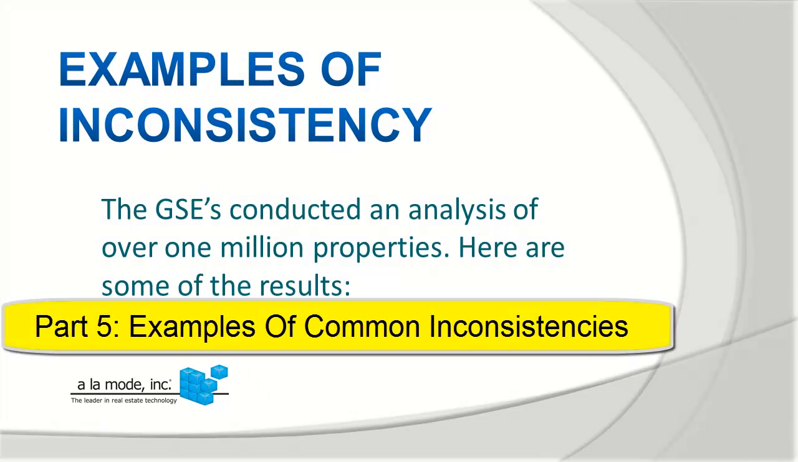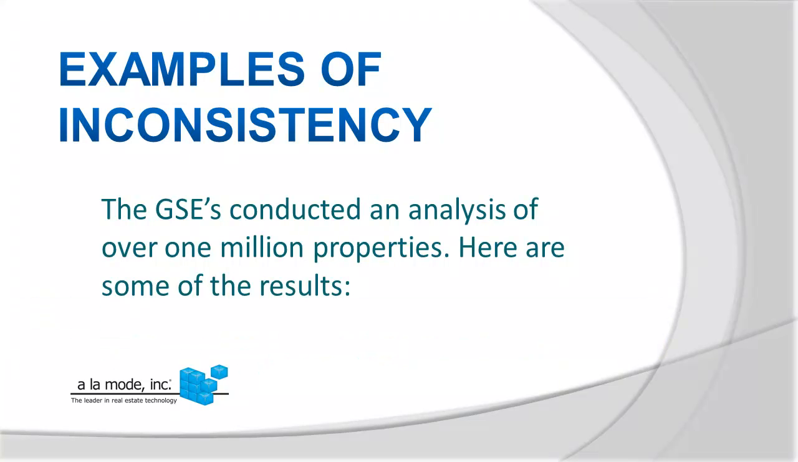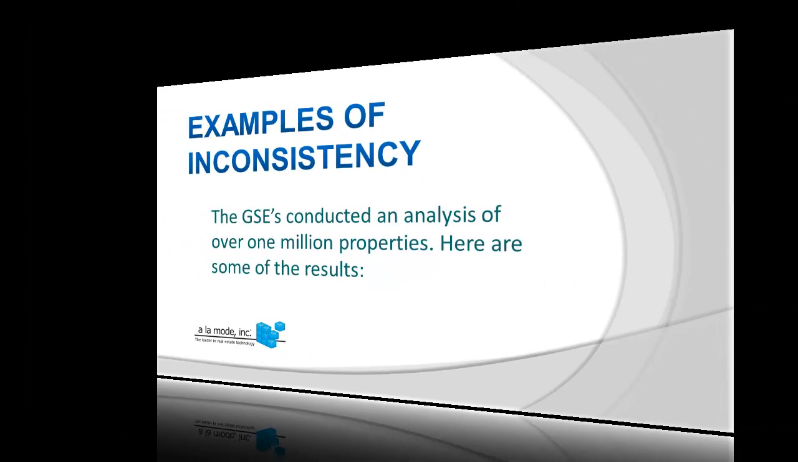Okay, hang with me for just a moment. We're going to give some examples. I want to talk about 3 particular fields and how they have been inconsistent in the past, and give you essentially some reasons why Fannie Mae and Freddie Mac are making the changes that they are making for these 3 fields. They did an analysis of about 1.2 million properties, and here are some of the results of those.